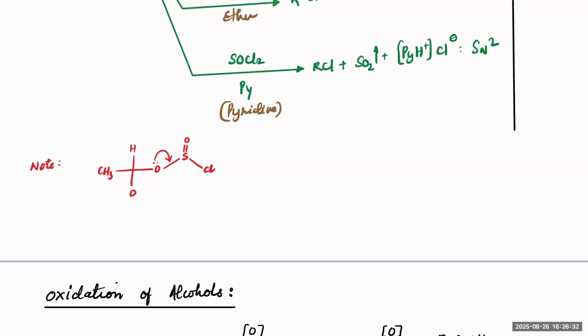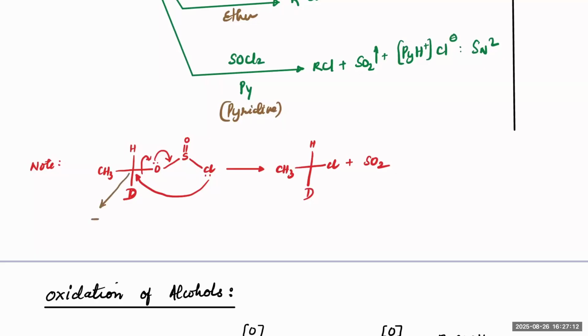Simultaneously, as it starts moving, this bond will start becoming weaker. And that's when internally, because they are on the same plane, you see this carbon, oxygen, sulfur, and chlorine are all on the same plane, this chlorine can attack from the same direction from where the oxygen is leaving. So what would happen now? You'll have CH3, from the same direction the OH is going. So this will be deuterium, and this will become SO2. Understood now?